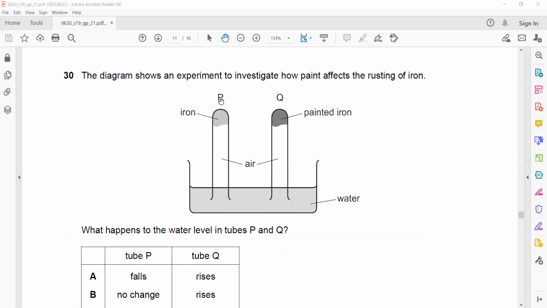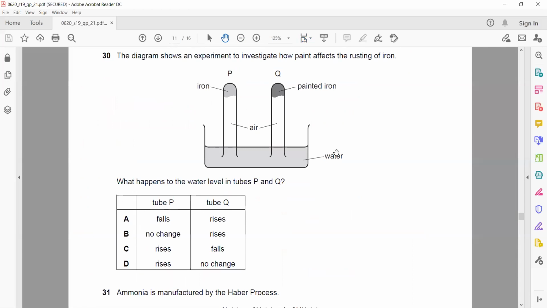The diagram shows an experiment to investigate how paint affects the rusting of iron. What happens to the water level in tubes P and Q? Because rusting involves oxygen and water. For the one which is painted, there is no change in the amount of air, so the level will not change. Where oxygen is used up, the level will rise.